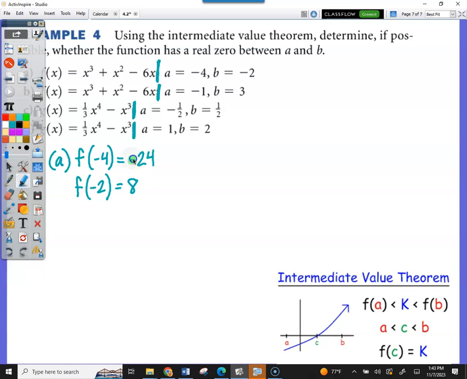What did it do? Crossed. This is negative and this is positive. So it is crossing the x-axis. It is crossing the x-axis.